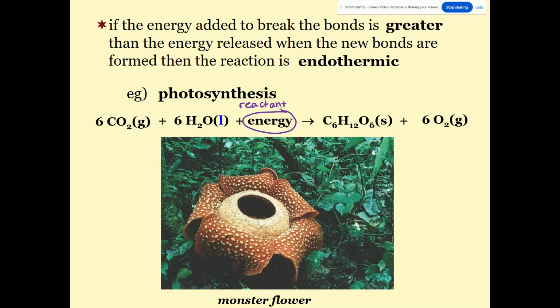Your products, again, are glucose and oxygen. And of course, we always like to balance reactions, so that's why you have the 6's in front of everything except the glucose to make it all balance. Okay? So be familiar with the photosynthesis reaction, again, being an endothermic reaction.